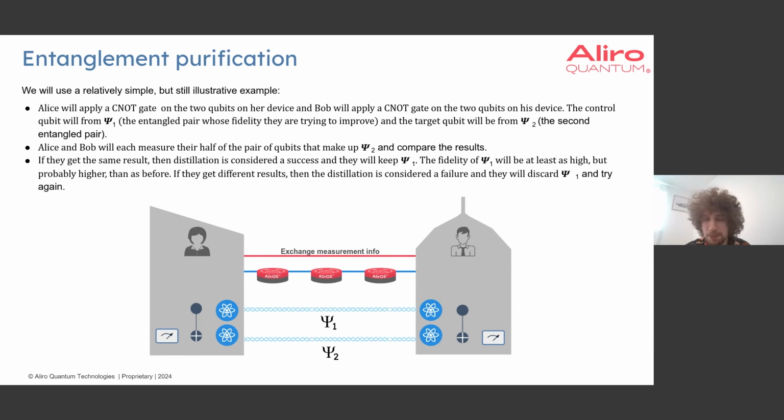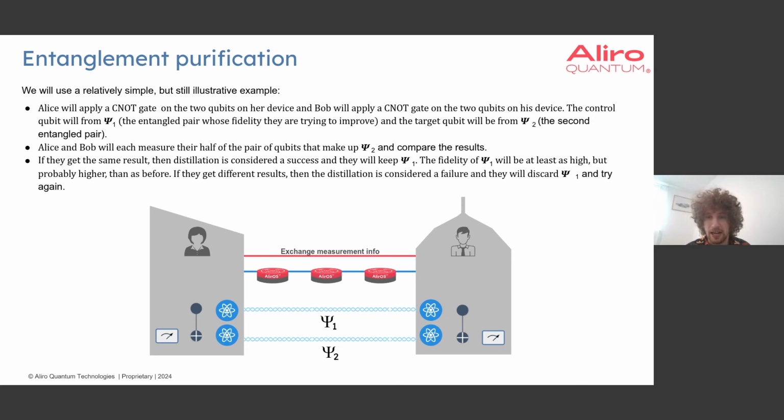We will use a relatively simple but still illustrative example of a purification protocol. Alice and Bob share 2 entangled pairs. Psi1 is the entangled pair whose fidelity they are trying to increase, and Psi2 is the entangled pair they are using to help accomplish this. Alice and Bob first apply CNOT gates on their 2 qubits respectively, with the control qubit being from Psi1 and the target qubit being from Psi2.